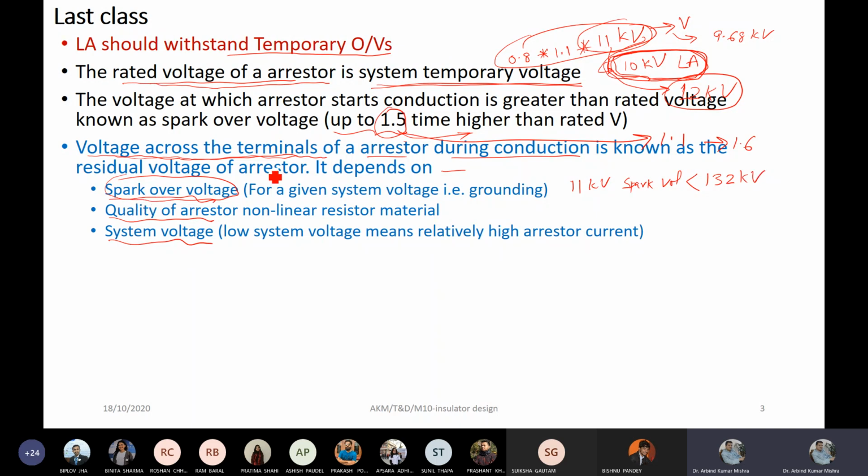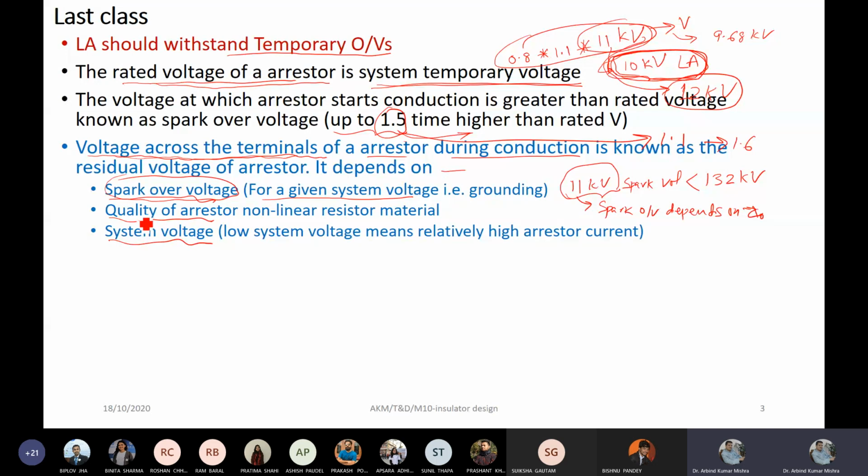But when I say that this residual voltage depends on the spark over voltage, my intention is something different. What is that? Even for 11 kV, for a given system voltage, what will be the spark over voltage? The spark over voltage depends on the grounding condition, or Z0, the zero sequence impedance. So the lower the grounding impedance, the lower the temporary over voltage, and hence the lower the spark over voltage.